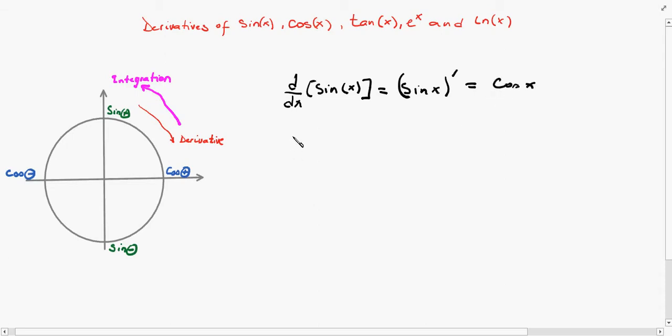The second derivative will be the derivative of the cosine, so we're writing the cosine of x. Also, we can write it as cosine prime of x. And where we're at here, the cosine is positive, so the derivative is the sine negative.